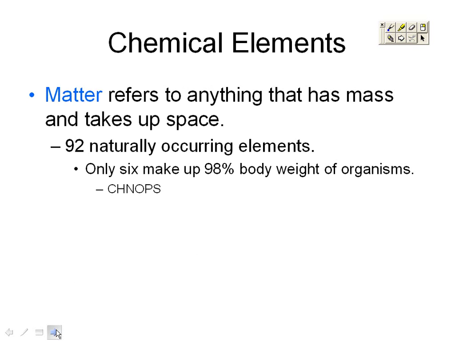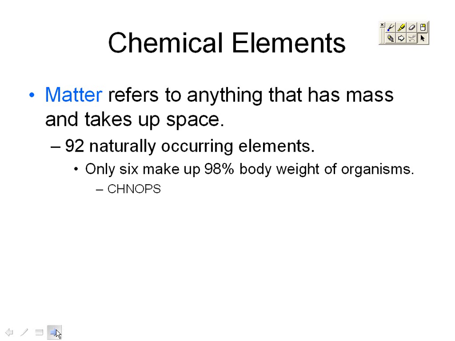To begin on page 20 with chemical elements. When you're discussing chemical elements, you're talking first about matter, anything that has mass and takes up space. Matter comes in three main forms. We have solid, we have liquid, and we have gas. Now there's a fourth state of matter, plasma, which we're not going to discuss today.